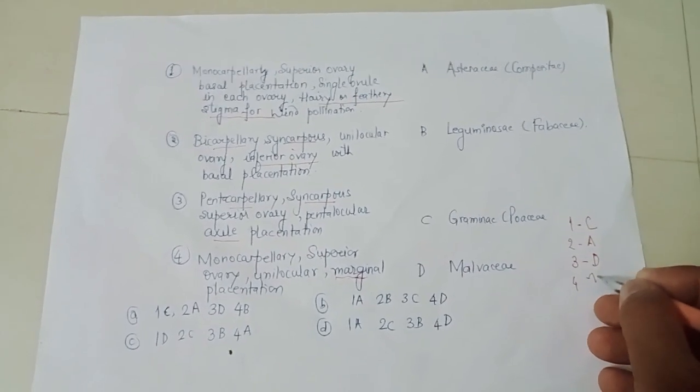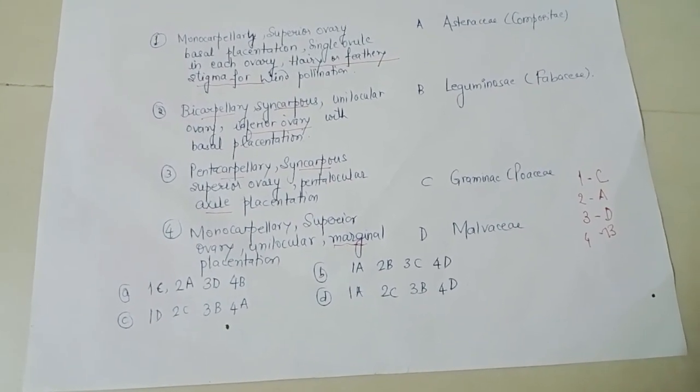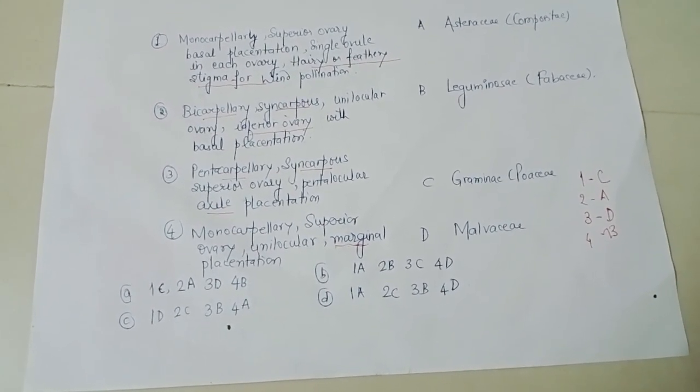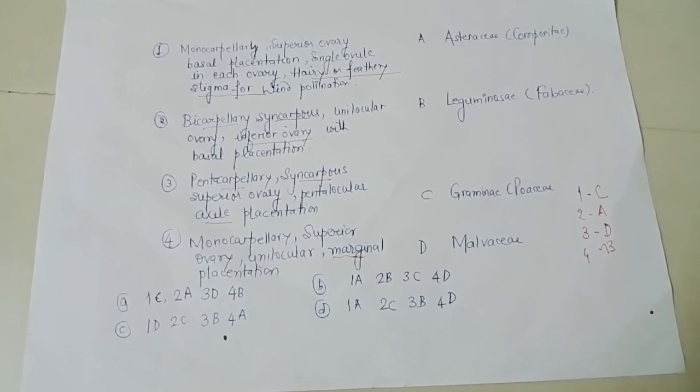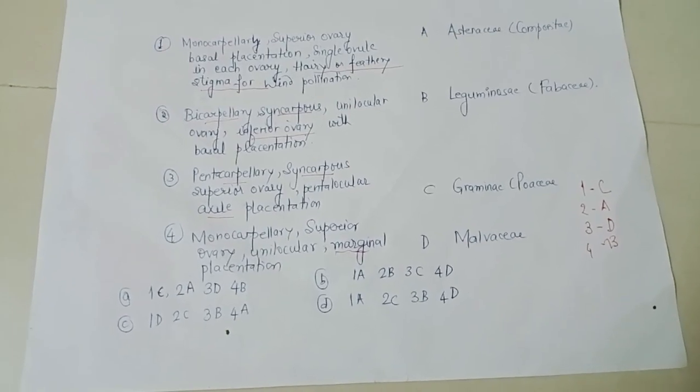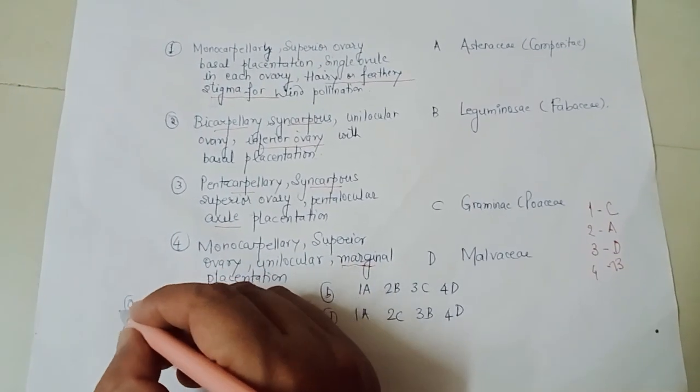So we have to select the options which match 1 with C, 2 with A, 3 with D and 4 with B. This is quite a tricky question, as I told you. Please revise these characters. This is one of the most important questions that can be asked. So the correct option in this case is A.